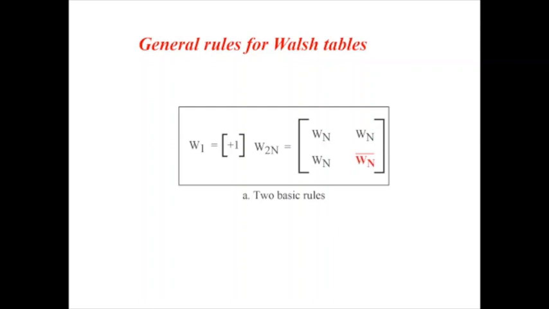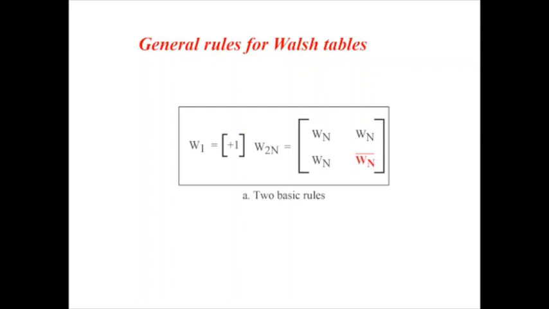When we talk of a Walsh table, it is a matrix in which each row is a sequence of chips, depending on the number of stations that are present in the system.